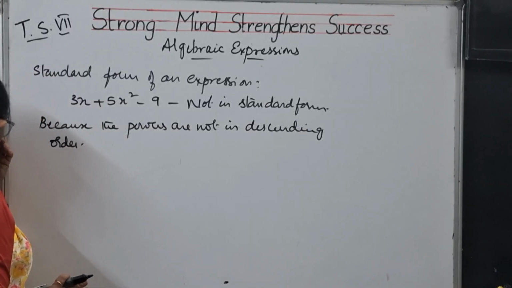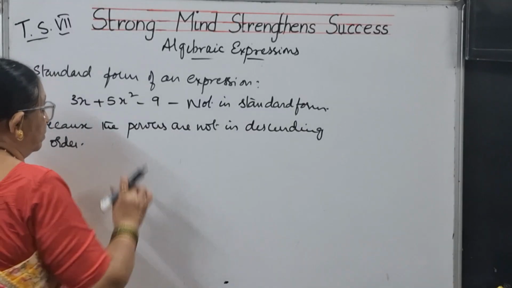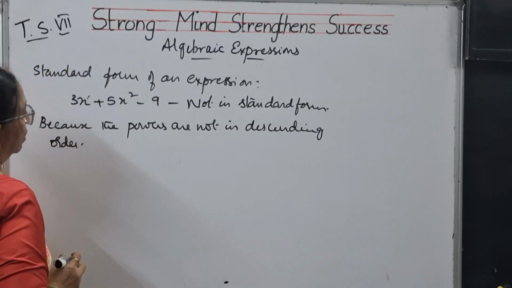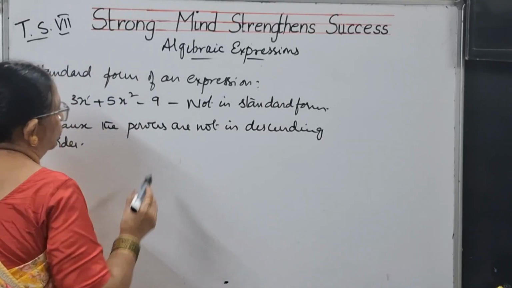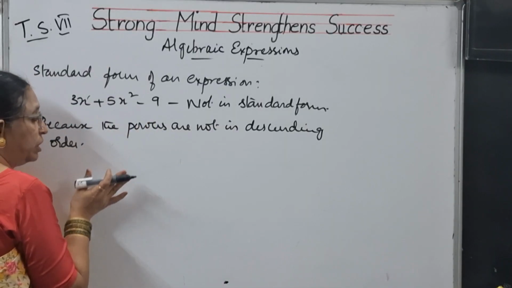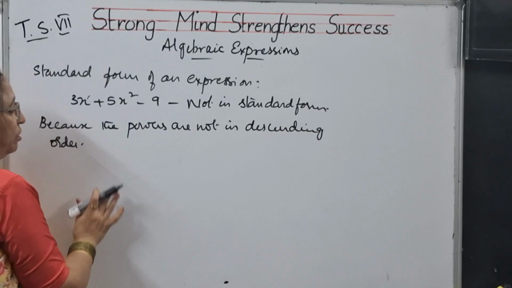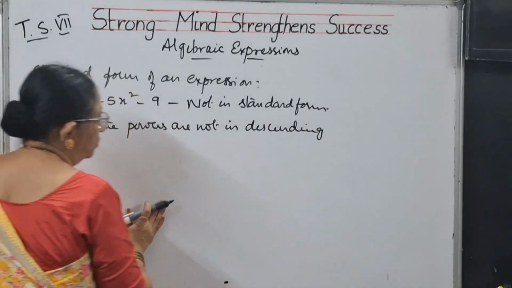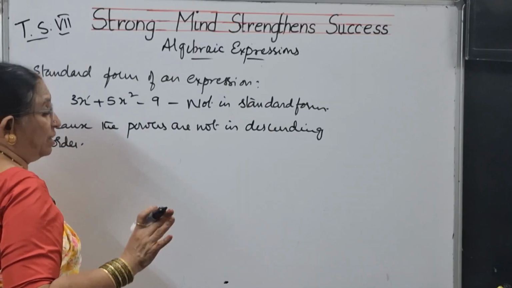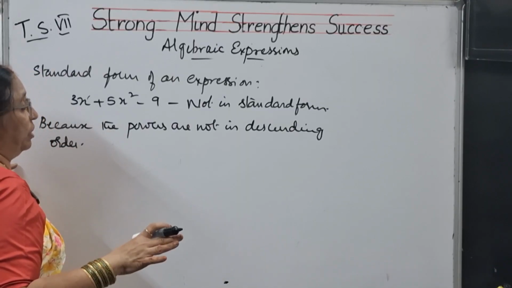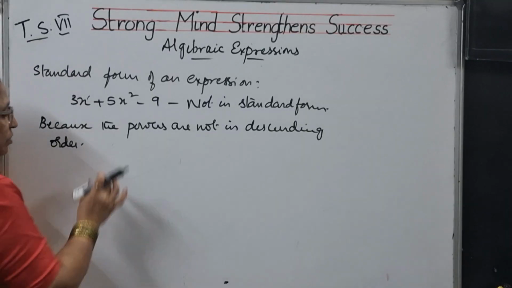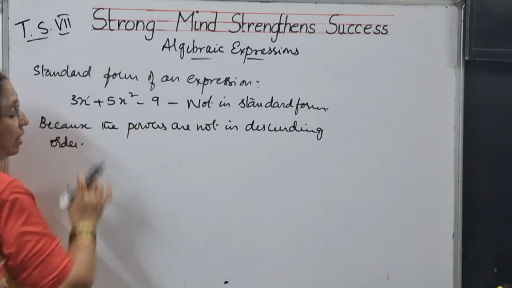So if it is in descending order, powers, if you see, here the power of x is 1. Here the power of x is 2. Here there is no x. So when you need to put it in standard form, first in the given expression, you should see what is the highest power. That means already we have discussed about it. That is the degree of the polynomial. So in this the degree is 2. Highest power is 2. So first you have to write that value.